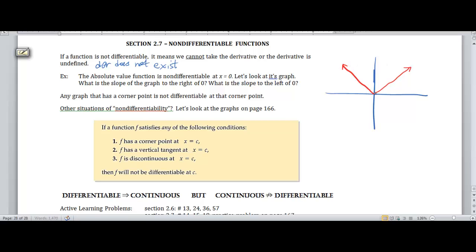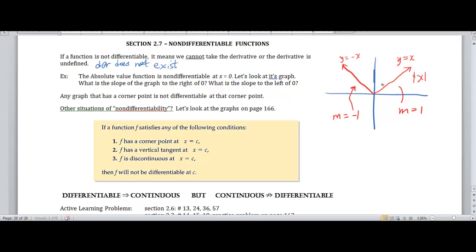So the slope to the right of 0 is positive 1. This is like the graph y equals x, right? And the slope to the left of 0 is negative 1, so this is like y equals negative x. The slope here, m equals 1. The slope here, m equals negative 1.